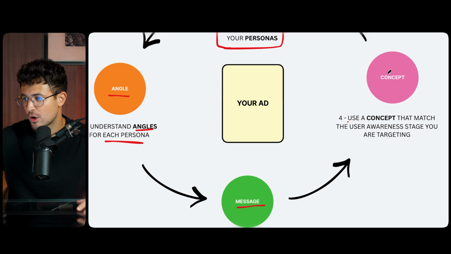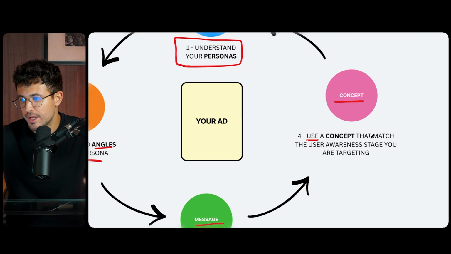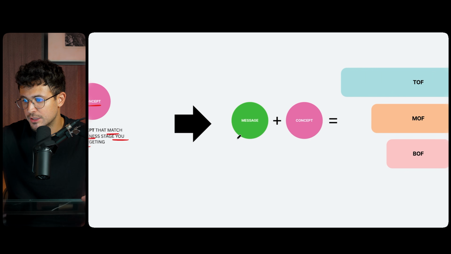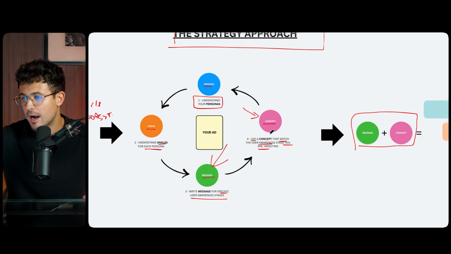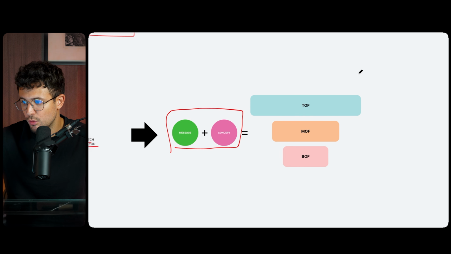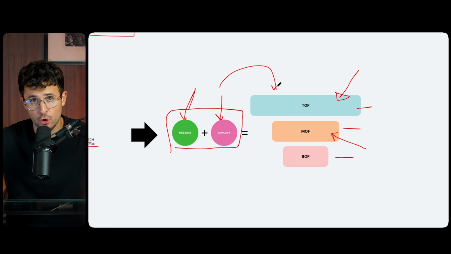And then finally, there is the concept. The concept is how you're going to deliver the message to the audience, visually. And so it needs to match the user awareness stage that you are targeting. So the message and the concept, which are the two elements here, are the two main elements that are going to define which audience awareness stage you are targeting. So let's say you're doing more top of funnel stuff. The angle that you're using can be used for many user awareness stages. But the way you shape your message and your concept is going to dictate which funnel stage you're going to target.